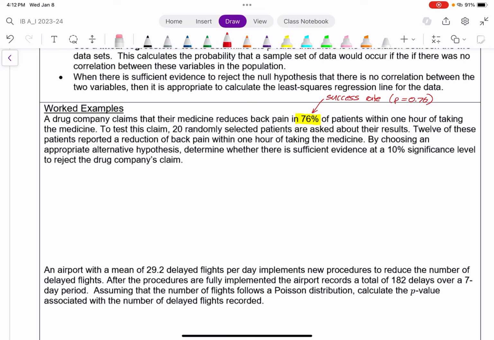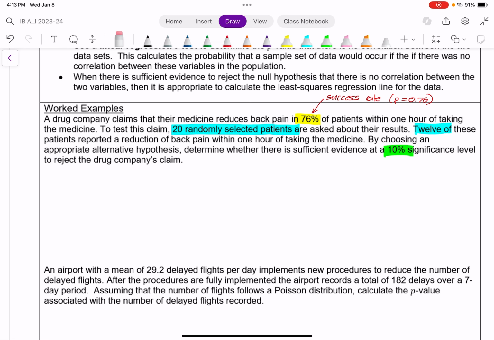with this medicine. To test the claim, though, 20 randomly selected patients are asked about their results, and 12 of them reported a reduction of back pain. So what we want to do now is choose an appropriate hypothesis, a null hypothesis, and determine if there's significant evidence, at a 10% significance level, that we can reject the company's claim. So keep in mind, our null hypothesis will be that the company's claim is correct. We're trying to see if we can reject it.